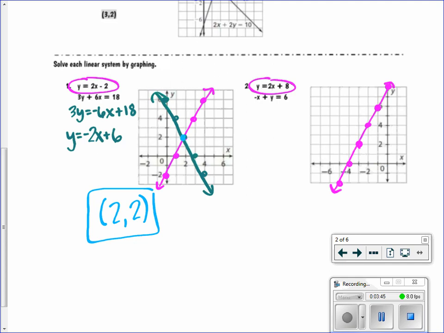Okay, is that second equation ready to go? Not yet. So what do we need to do to make it slope-intercept form? Add x, so that makes it a positive x on the other side, plus 6. So y-intercept is at 6. And what's the slope of that one? 1, right? It's positive 1. That means up 1 and right 1, or going down 1 and left 1.